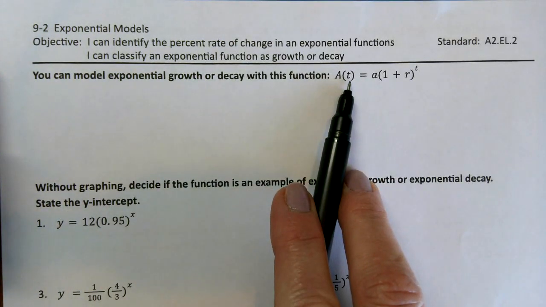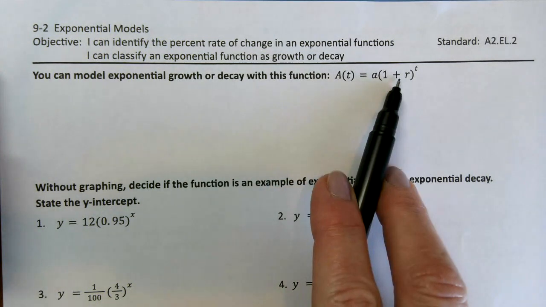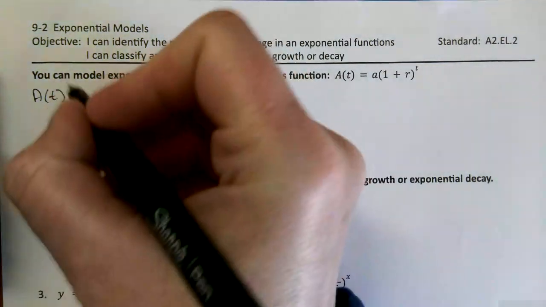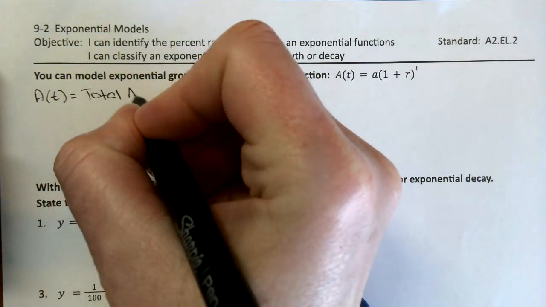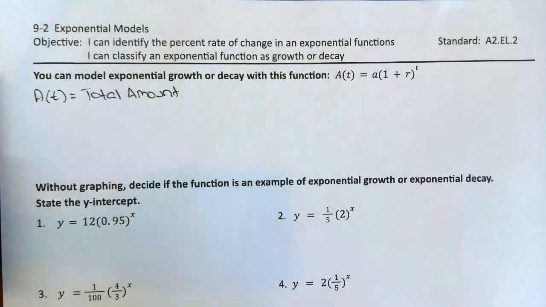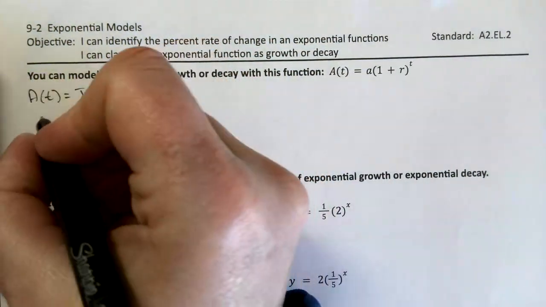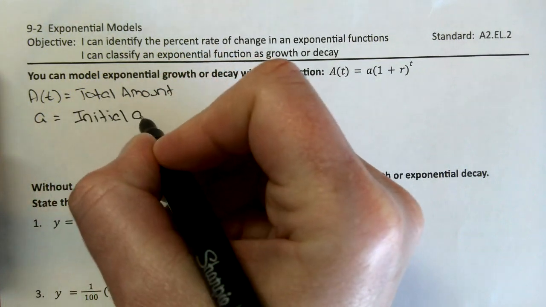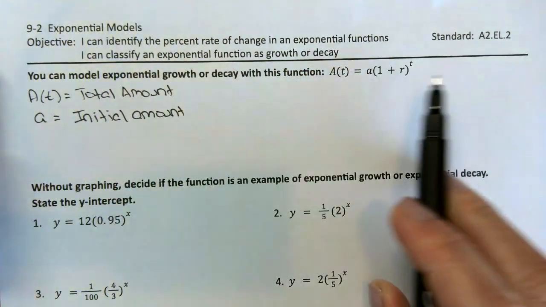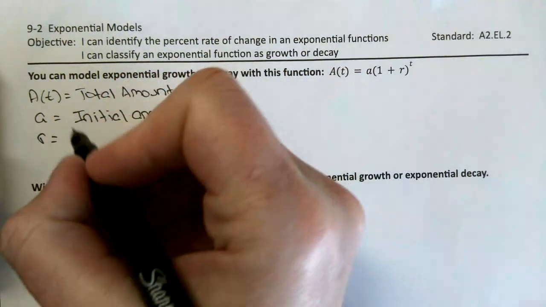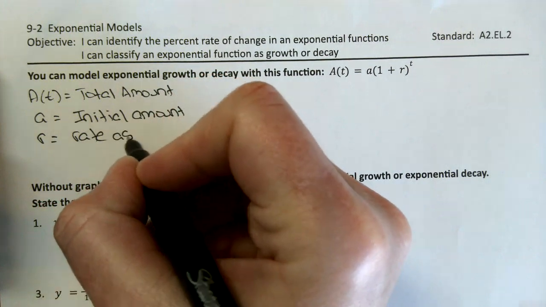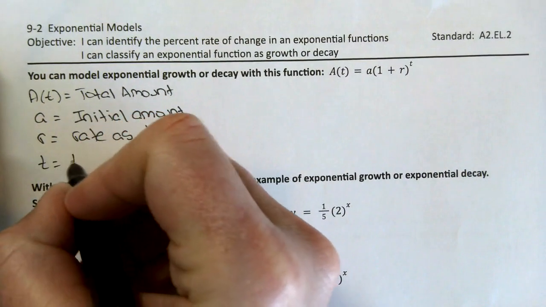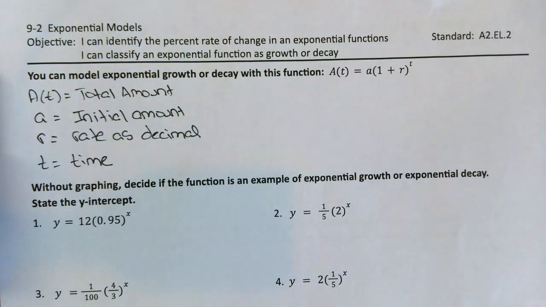There is this one model that looks like this. The A of t represents the total amount. The small a right here represents the initial amount. The r is a rate as a decimal. And the t is going to be the time.